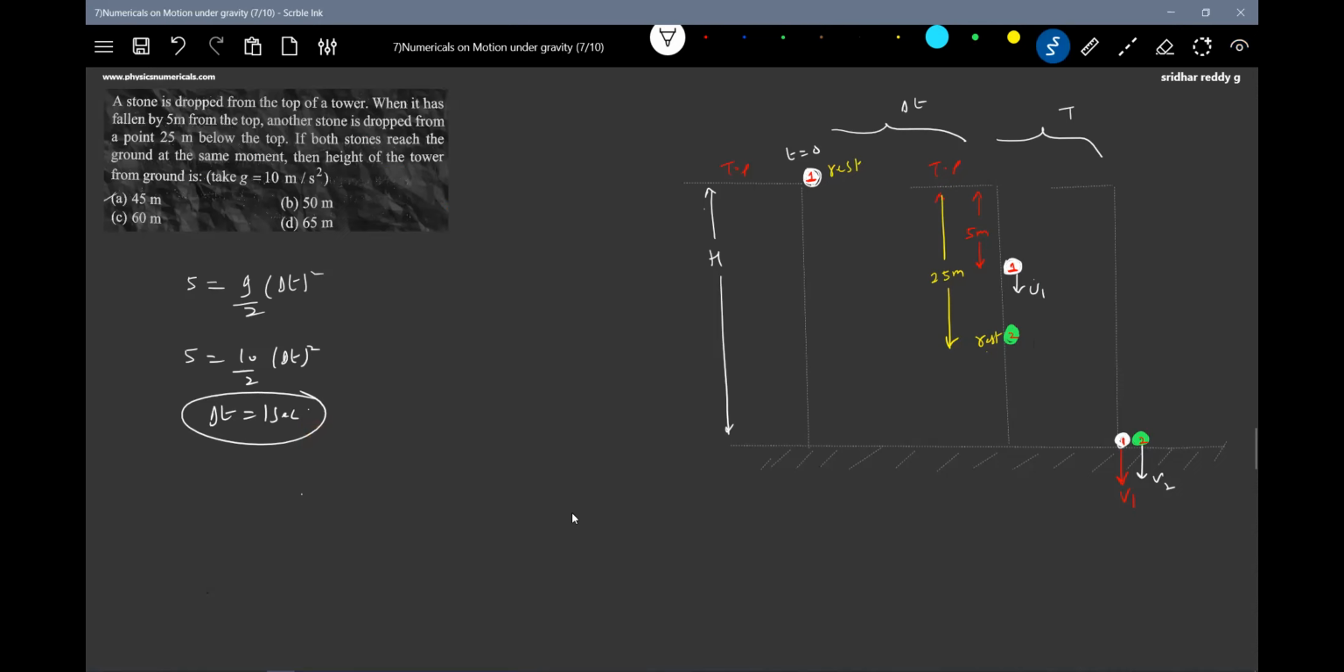Okay, now can we calculate that U1? U1 should be equal to G delta T. I think these are enough for us. Now, what is the height? The second stone will descend H minus 25. This height, how much of height will it fall freely? What height will it descend? H minus 25.